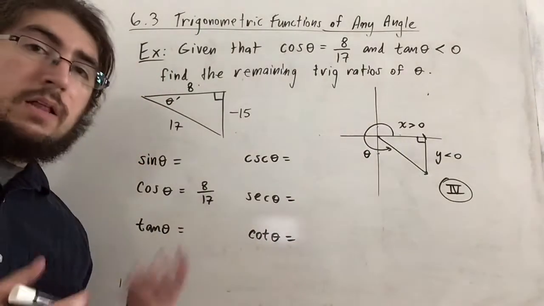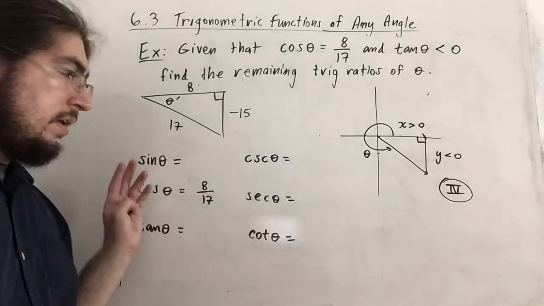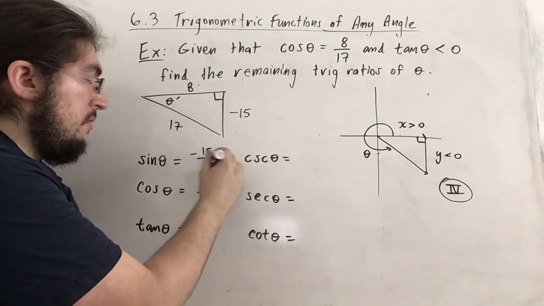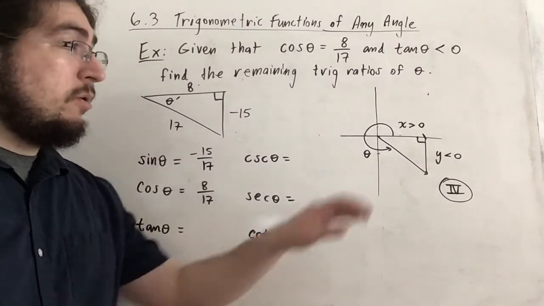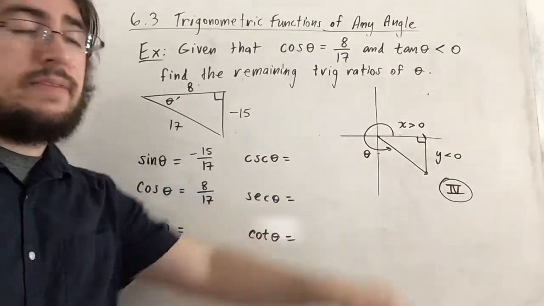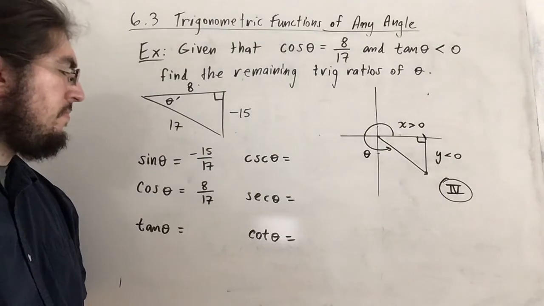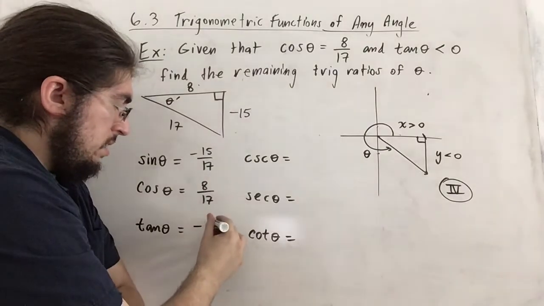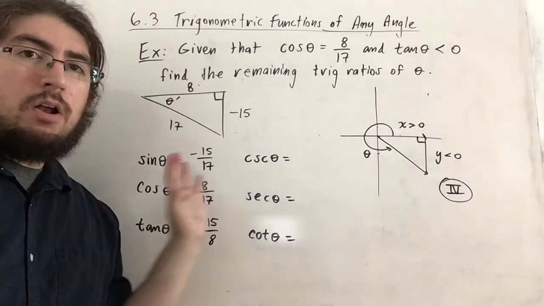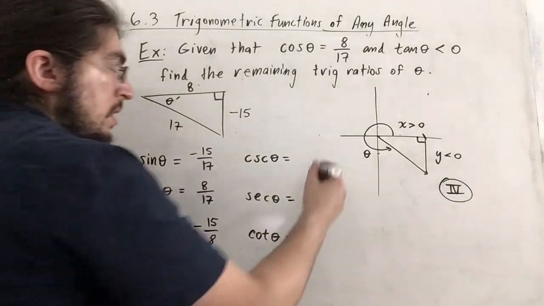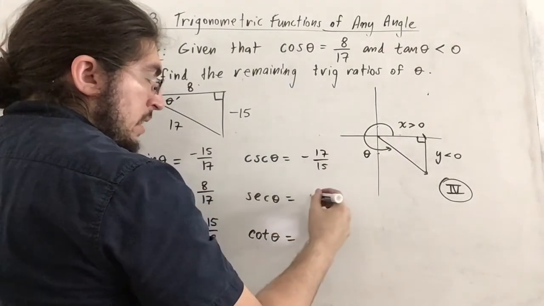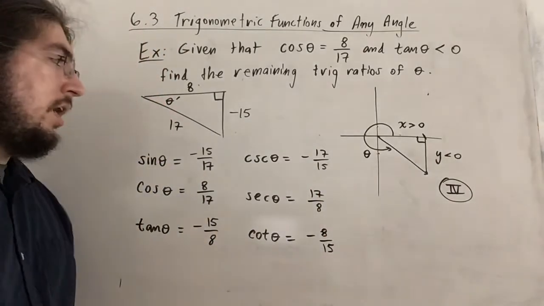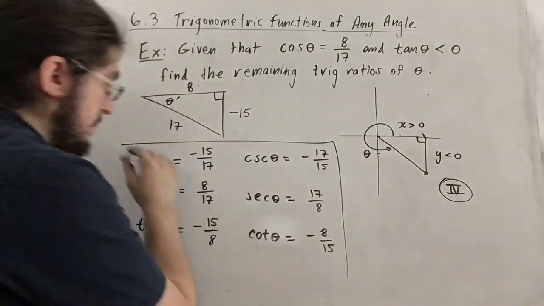Great. So now let's see if we can use this construction here to figure out what each of these are. Sine is opposite over hypotenuse, so that's going to be negative 15 over 17. And that makes sense because sine is going to be negative in the fourth quadrant, since only cosine is positive there. Great. Tangent is opposite over adjacent, so it's negative 15 over 8. Perfect. And then all of these are just the reciprocals of their counterparts. So this will be negative 17 over 15. This will be 17 over 8. And this finally will be negative 8 over 15. Awesome. And I'll box this all.